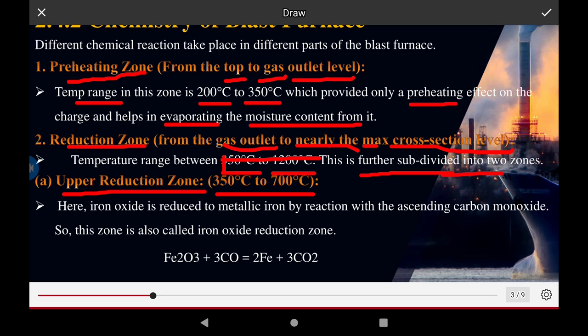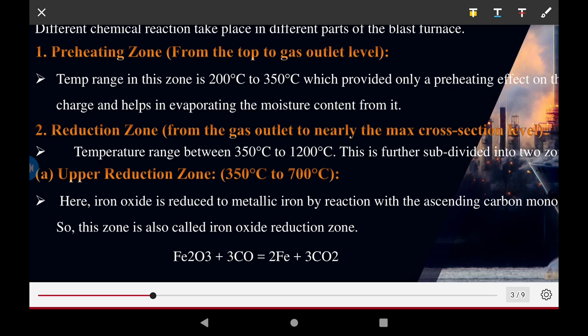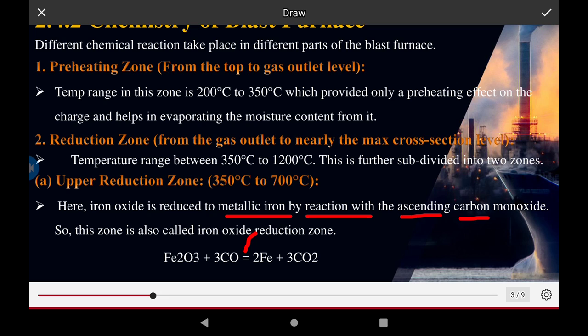Here iron oxide is reduced to metallic iron by reaction with the ascending carbon monoxide. So this zone is also called the iron oxide reduction zone. Fe2O3 plus 3CO is equal to 2Fe plus 3CO2.